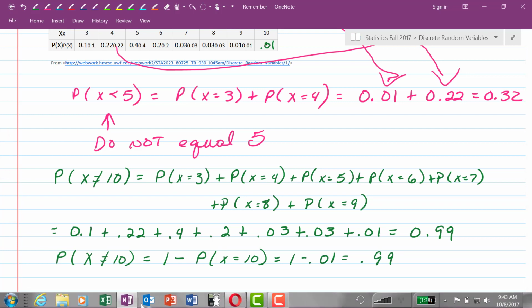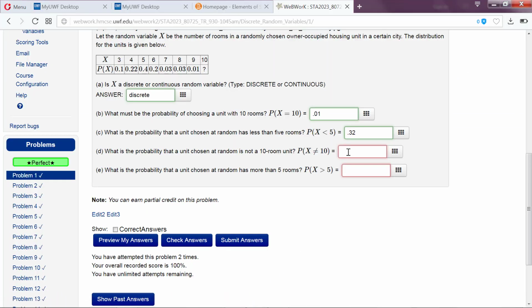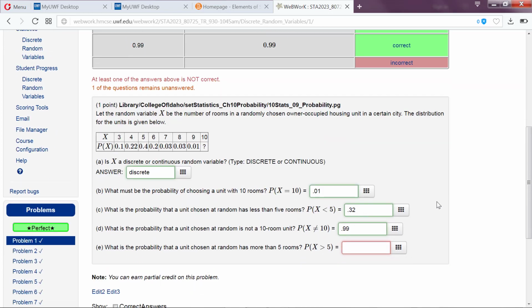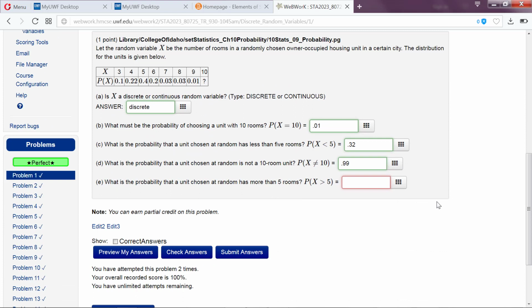So let's come back over here and put in 0.99 and check our answers. And we got that one correct also. Good job, team. Let's go on to the last problem, problem E.